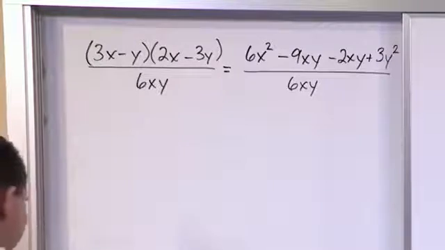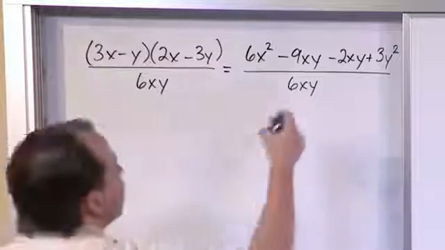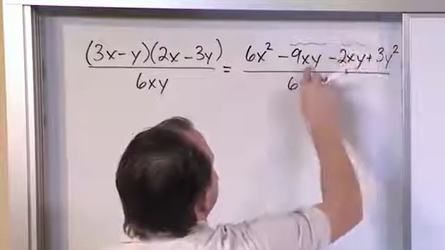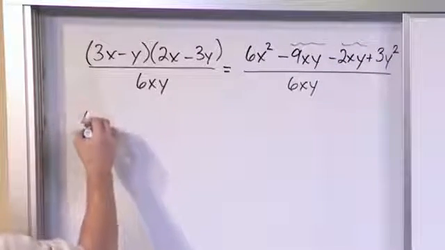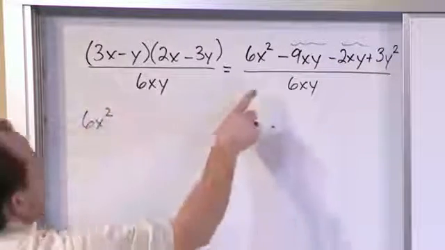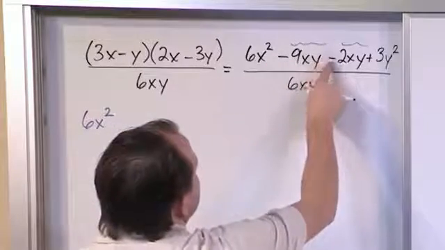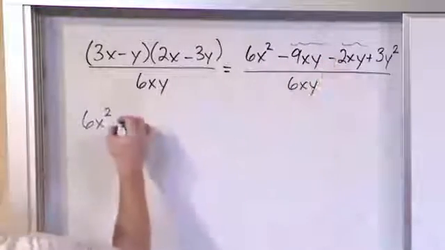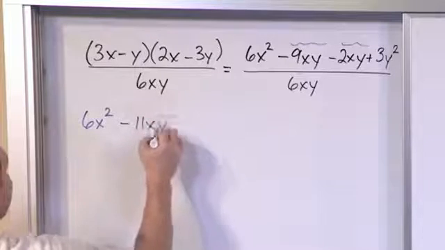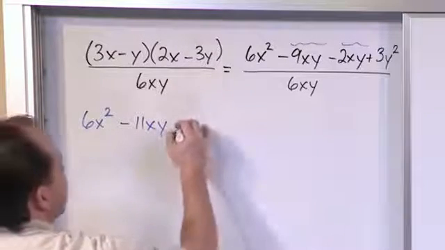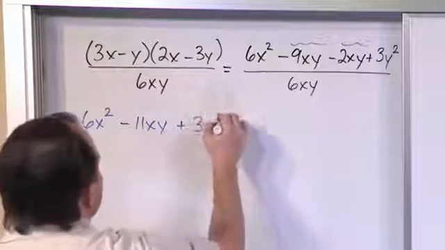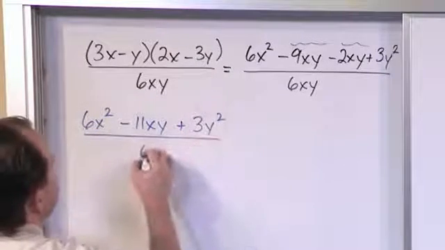Now, on the top of that fraction, before we do anything else, we see that this is a like term with this because I have xy here and xy here. So I can simplify that. 6x squared. What is negative 9 minus 2? It's going to be negative 11. Xy have to come along for the ride. And then I'm going to have my 3y squared, just as I always have it. And then on the bottom, I'm going to have 6xy.